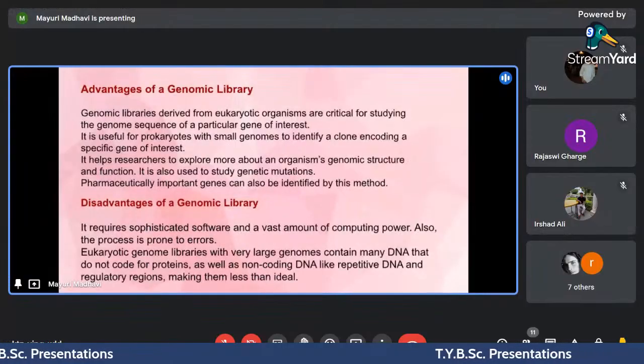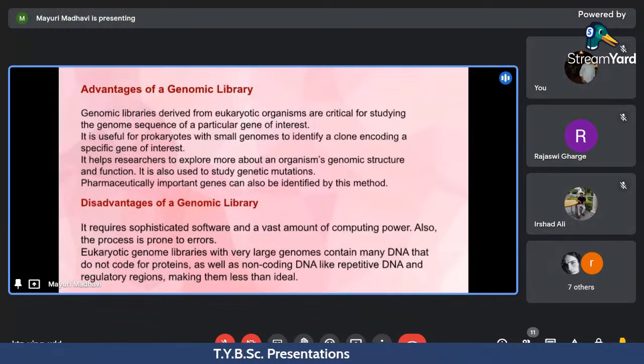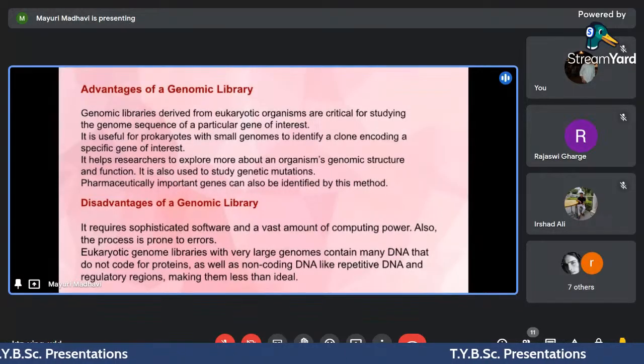Now, advantages of genomic library. Genomic libraries derived from eukaryotic organisms are critical for studying the genomic sequence of a particular gene of interest.